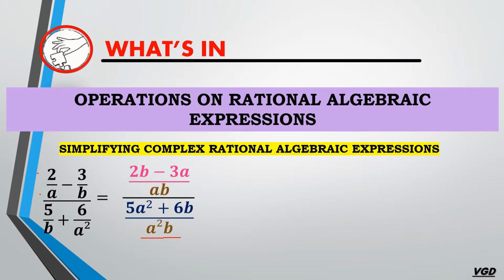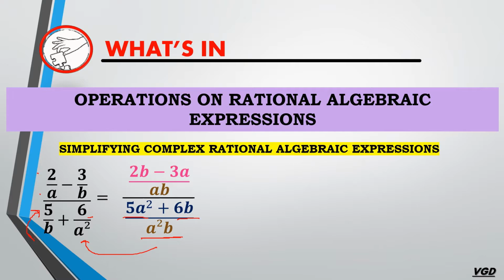And then same with what we have done in the numerator, we just have to divide a squared b by b, and then multiply to the numerator 5. So we will be able to get 5a squared. And we will also still divide a squared b by a squared and multiply to the numerator 6. So we got here 6b.